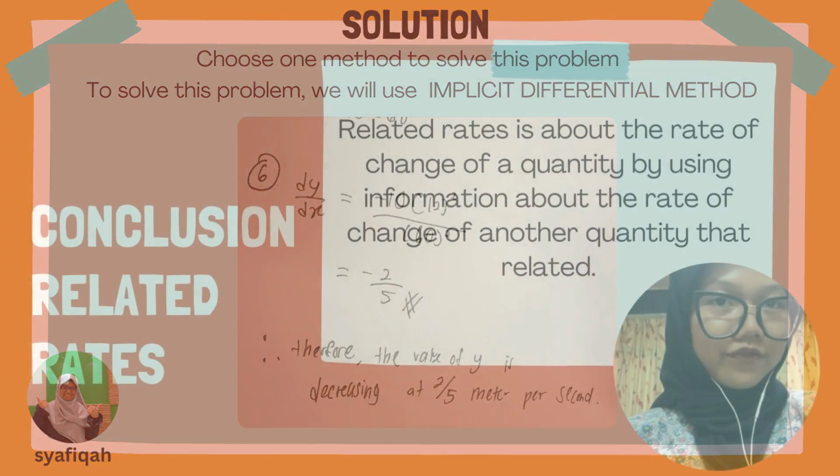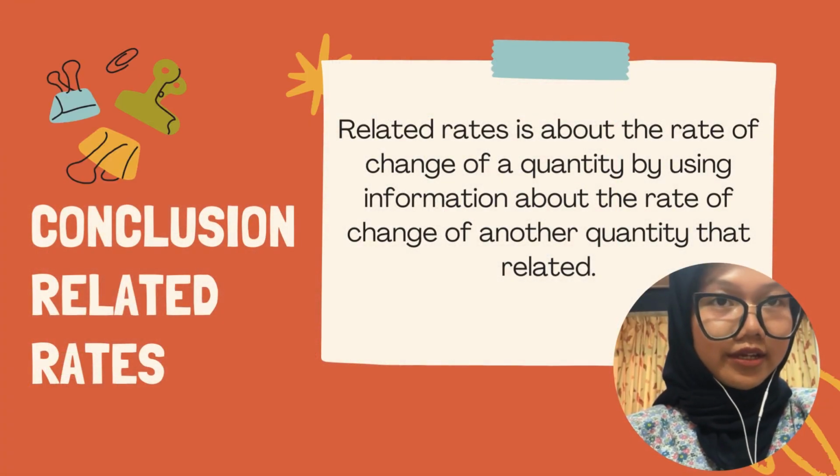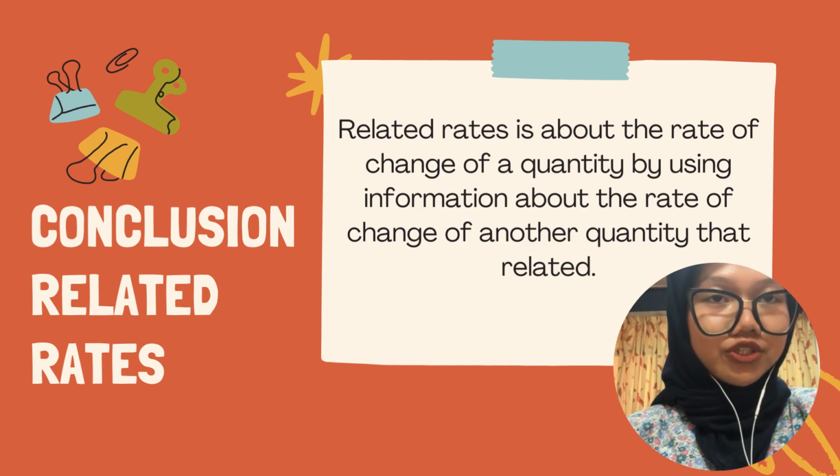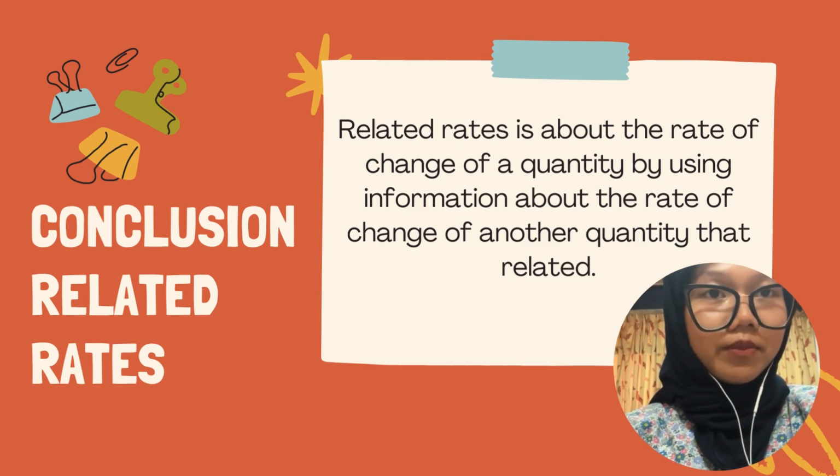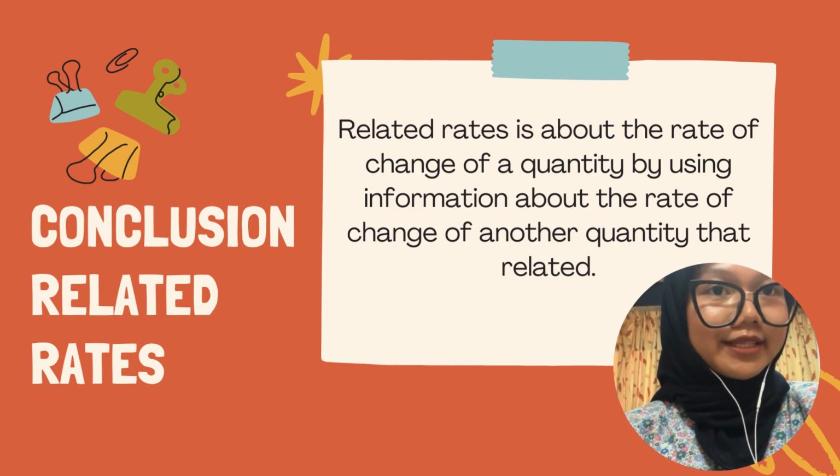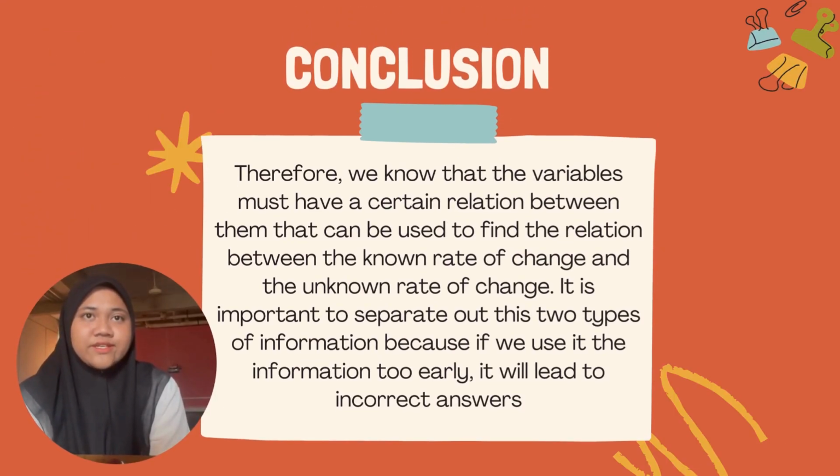And then we're done. Related rates is about finding the rate of change of a quantity by using information about the rate of change of another related quantity. Okay, in conclusion, we know that the variables must have a certain relation between them that can be used to find the relation between the known rate of change and the unknown rate of change. It is important to separate out these two types of information, because if you use the information too early, it will lead to an incorrect answer.